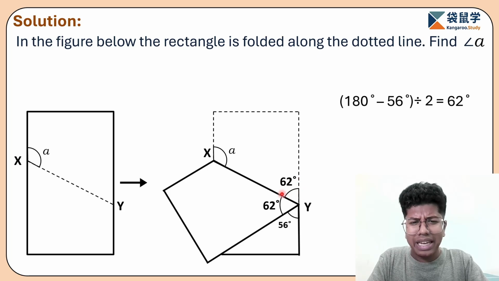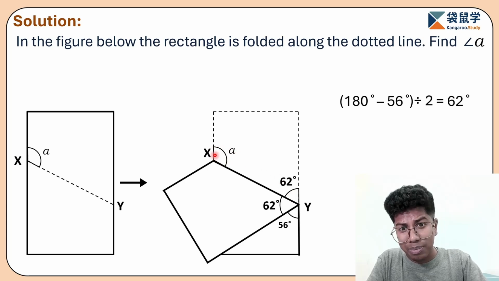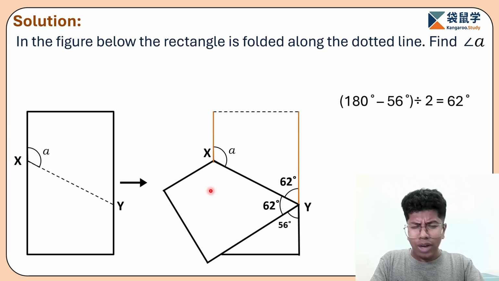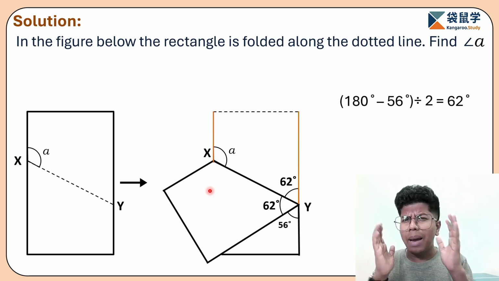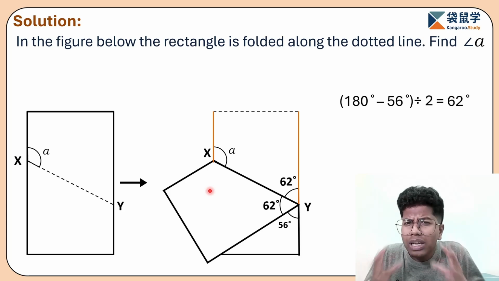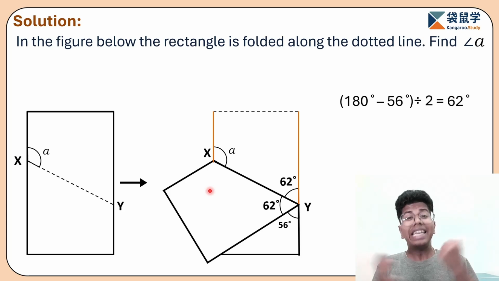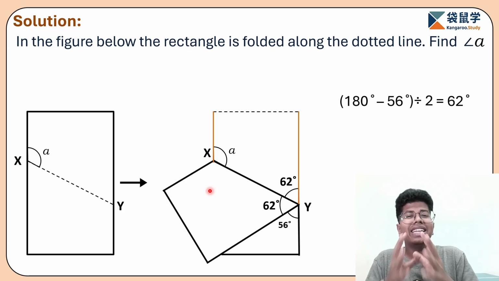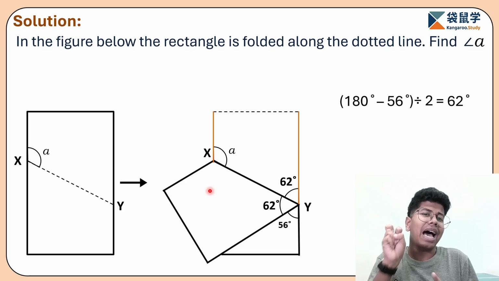The 62 degrees is on one line of this rectangle, and this angle A is on the other line of the rectangle. So, do I know anything special about these two lines? What is the nature of these two lines? Yes, these two lines are parallel because it's a rectangle, and in a rectangle, two opposite sides are parallel.